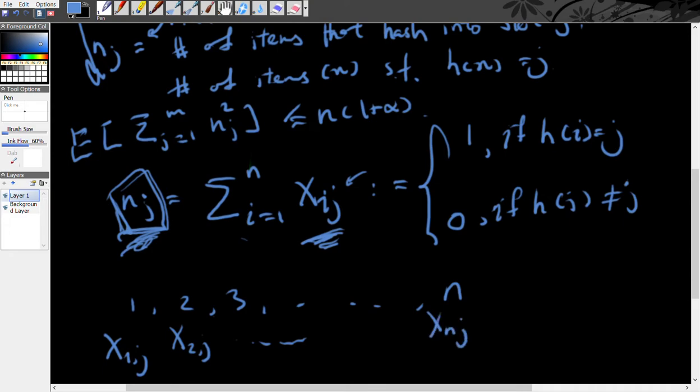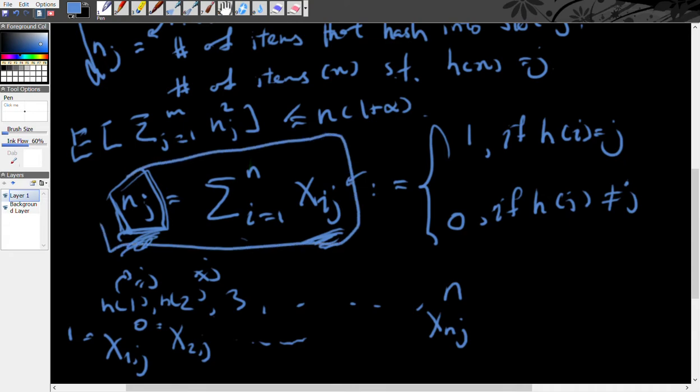And for each of these, if this item hashes to j, so the hash of this item goes into j, then this variable equals 1. If the hash of this is not equal to j, so if it's something else, we set this to be equal to 0. This is how we're counting. Remember, indicator random variables are useful for counting.